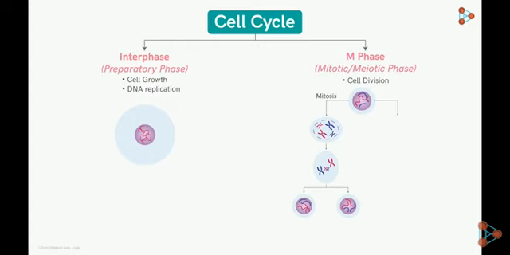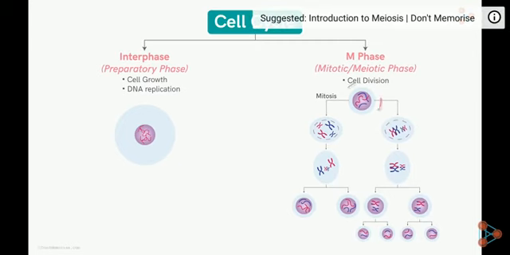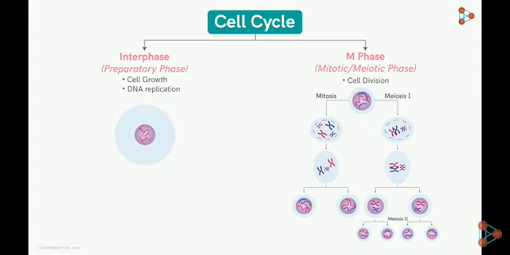Similarly, instead of once, a parent cell divides twice to give 4 daughter cells, each with half the amount of genetic material compared to the parent cells. This type of division is called meiosis, the one useful in the production of gametes. Now tell me one thing, will both the phases, the interphase and the M phase, have the same time duration? Or will one phase last longer than the other? If yes, then which phase will need more time?